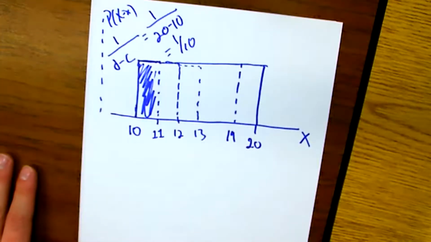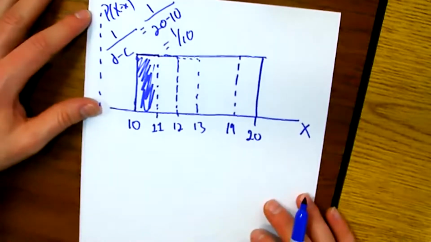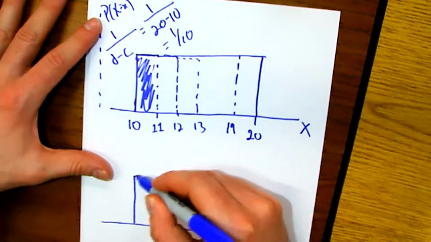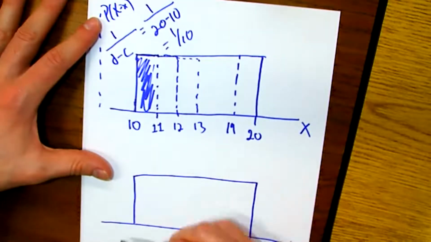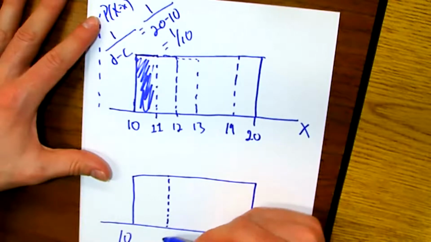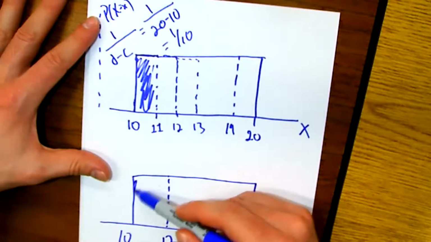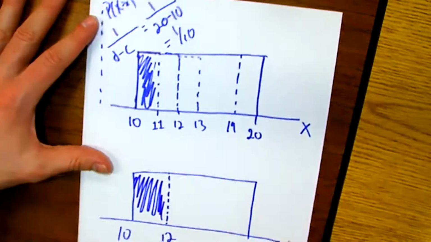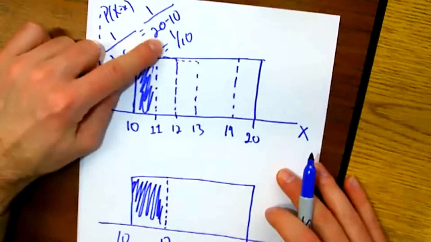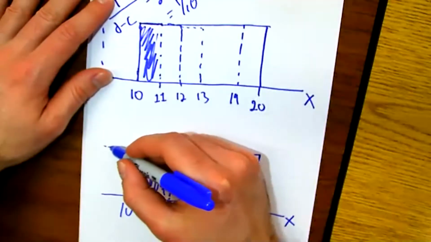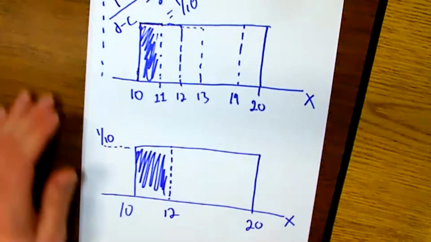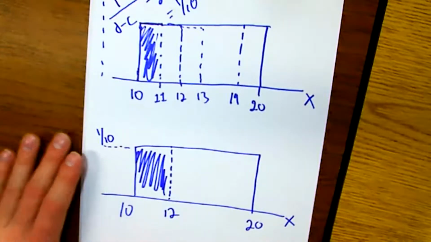Okay? Now, what if we had that same setup, but I asked you, what's the probability that I see this variable x take on an outcome between 10 and 12? Well, I know the height of this distribution, or where my point would be plotted on the y-axis, is 1/10.